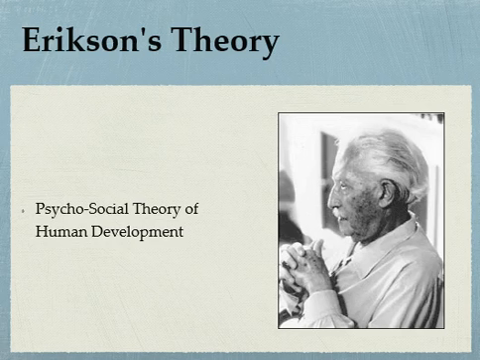On page 109 of the text, Erik Erikson's Psychosocial Theory of Human Development. The first 4 stages describe the development that would occur during early childhood: trust versus mistrust, autonomy versus doubt, initiative versus guilt, and industry versus inferiority.